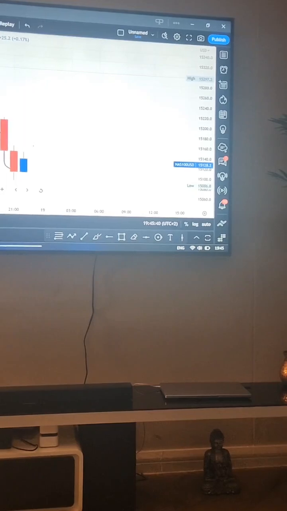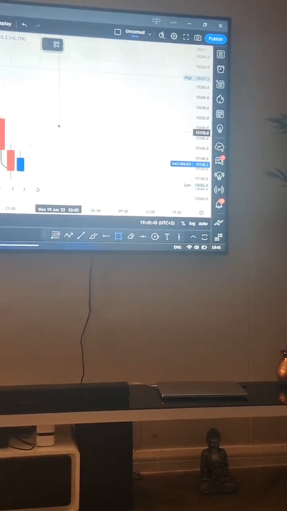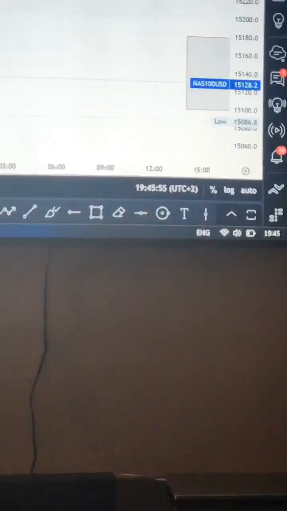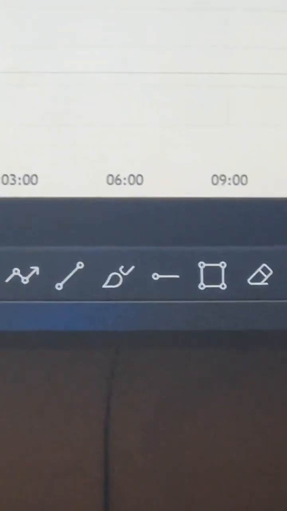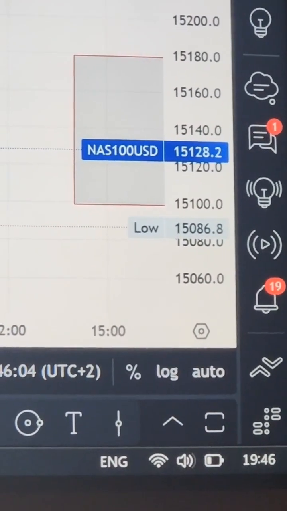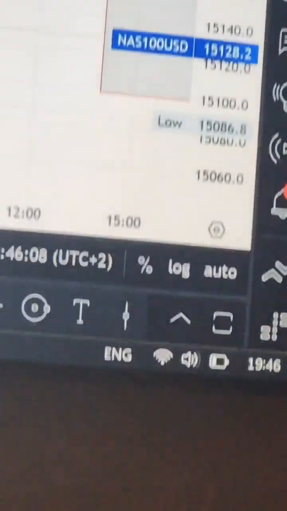So over here, you can see, I'm going to mark it out quickly in a square and see if you guys can see that, right? Over here, you can see there is a blue, almost like a sticky tape, if you want to call it, not a sticky tape, but yes. Here you can see that price is obviously sitting at 15,128, right?